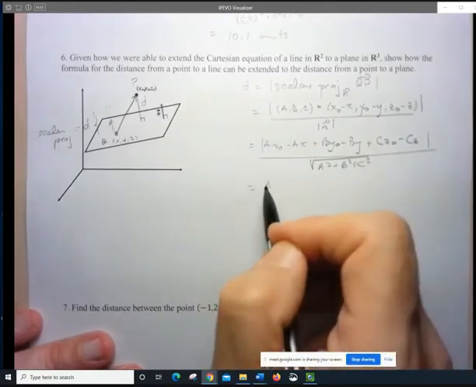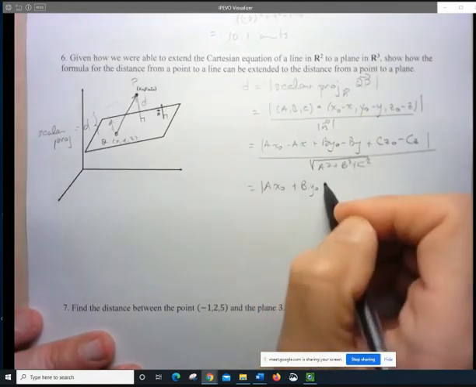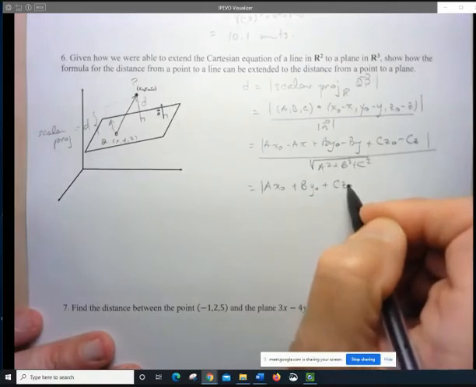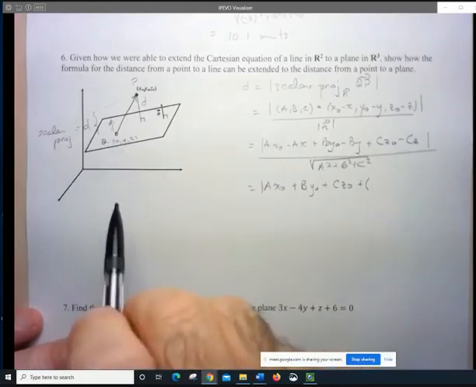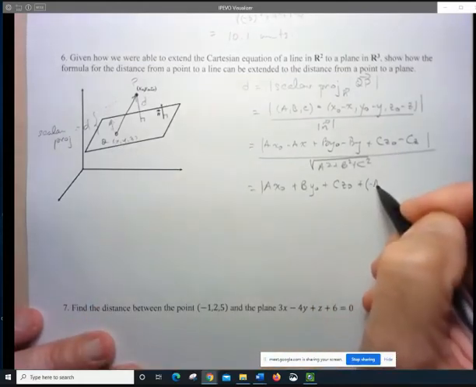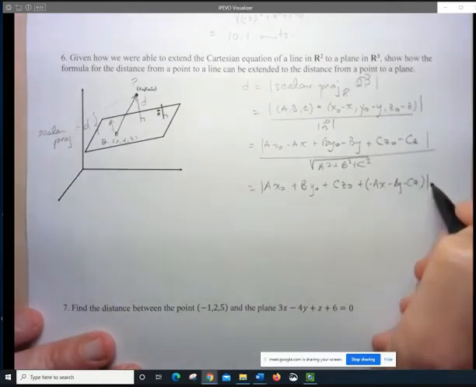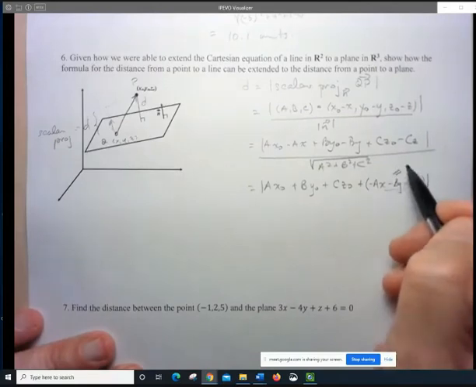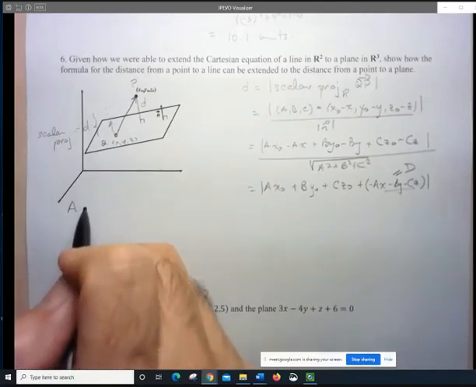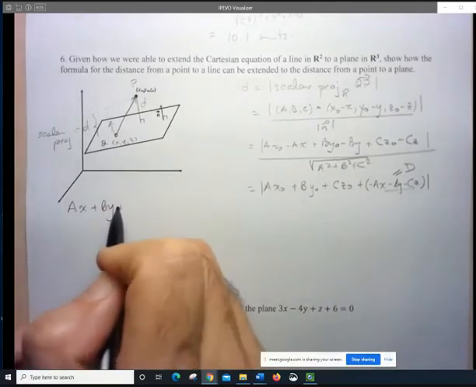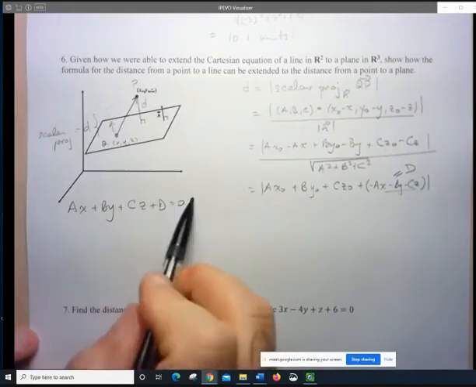Okay, and as before, I just group together all those terms with the x naught, y naught, and z naught, and I group together the terms that involve the point x, y, z on the plane. Negative ax minus by minus cz. And because this point is on the plane, all of this is just equal to d. So we're assuming that we're working with a plane with this equation here. Let's bring all that to the other side. There you go.